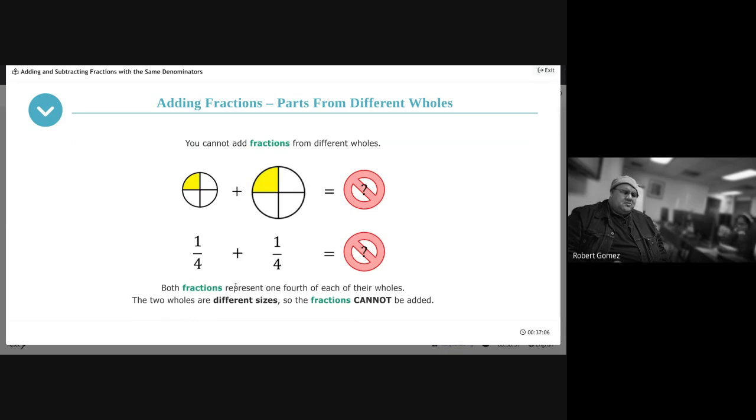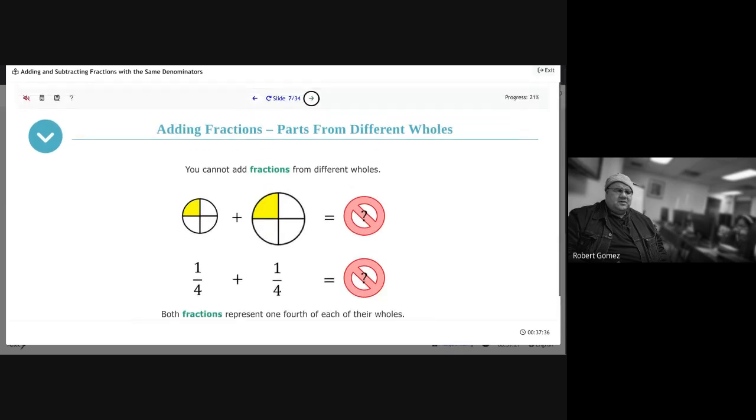Both fractions do represent 1/4, right? That's fine. But because these two wholes are different sizes, these fractions can't be added. They have to be identical. Like the whole, right? The available spaces have to be identical in order for this to work, right? Okay, so that's what you're trying to say here.